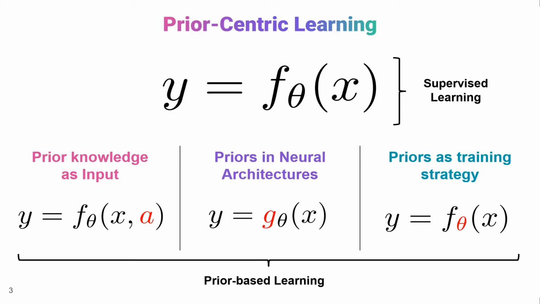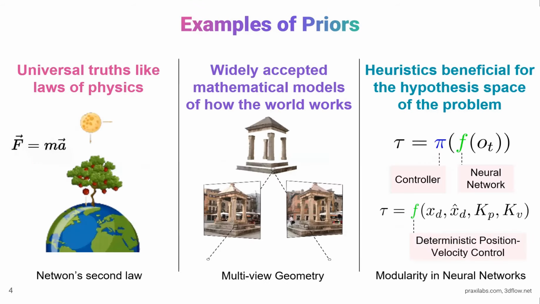We would consider this prior knowledge, which would really help the neural network learn very fast or learn better. The main motivation to using these priors is that the real world offers a lot of priors, which the agent does not need to learn twice. They can be universal truths like laws of physics, widely accepted mathematical models of how the world works. As shown here with multi-view geometry principles, it defines the geometric relationship between two corresponding camera viewpoints so that it constrains the possible correspondences between points in different views. And lastly, they can be heuristics beneficial for the hypothesis space of the problem we are trying to solve, and this is defined by modularity in neural network architectures.